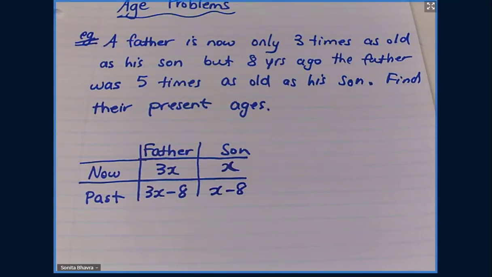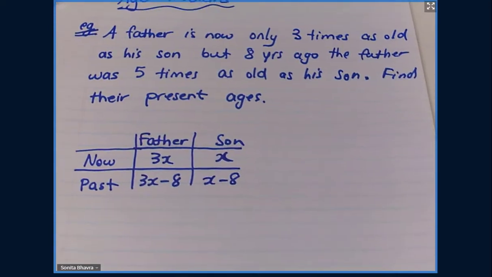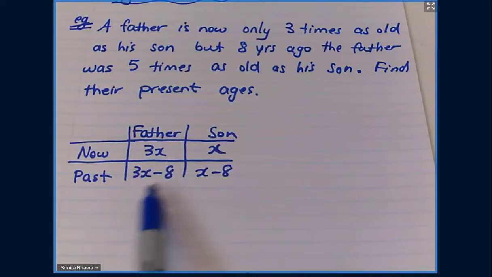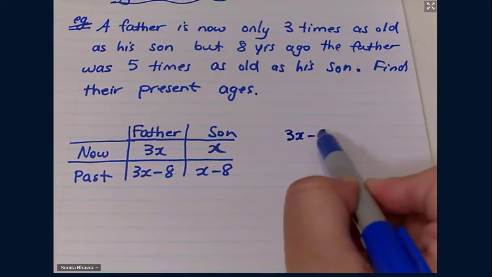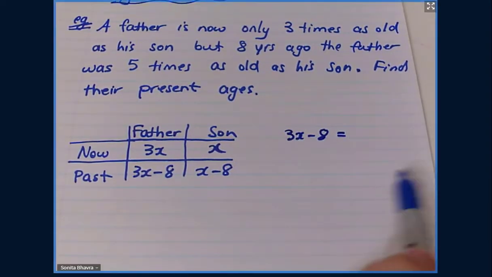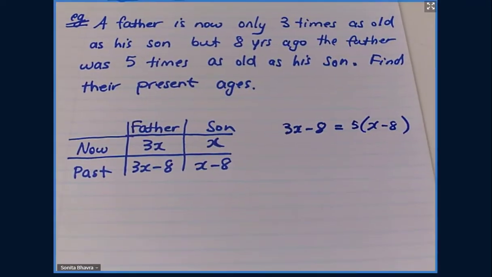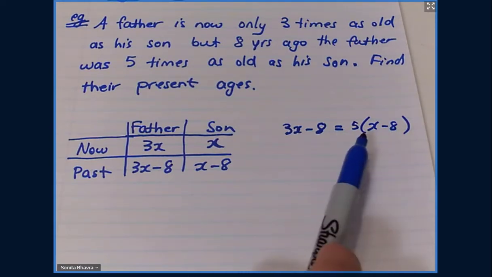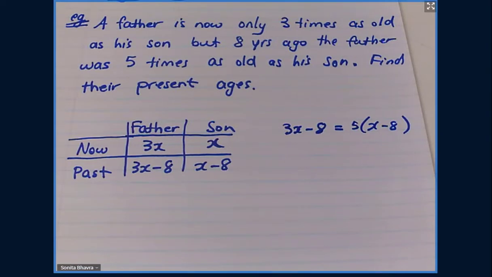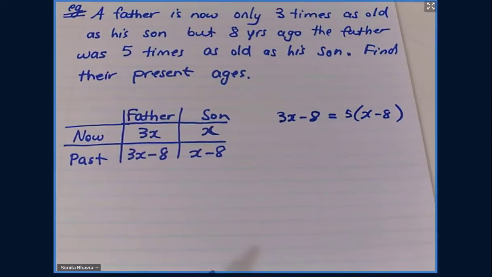And what we know is that the father was 5 times as old as his son 8 years ago. So when we set up our equation, it's going to be 3x minus 8 equal to 5 times x minus 8. All right, so there we have represented that the father was 5 times as old as his son 8 years ago. And now we just have to work out this problem and solve for x.